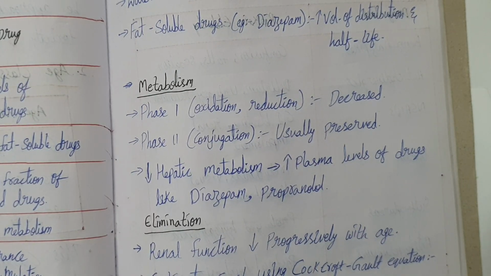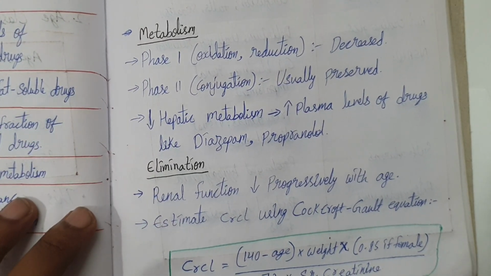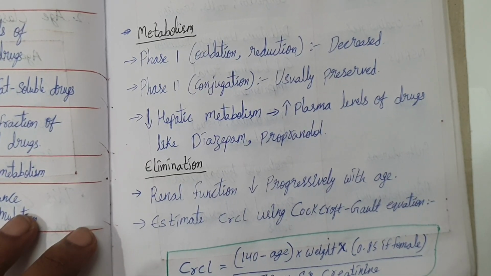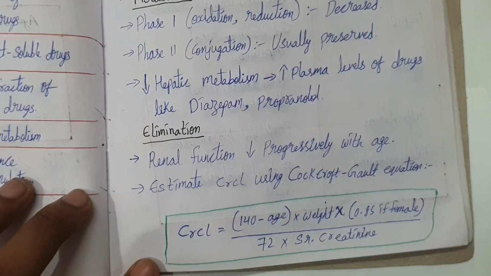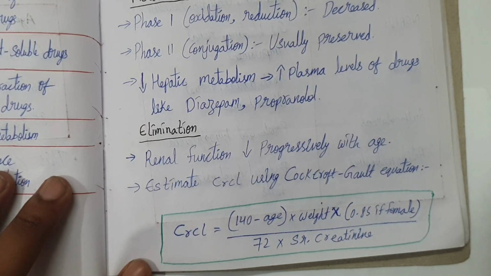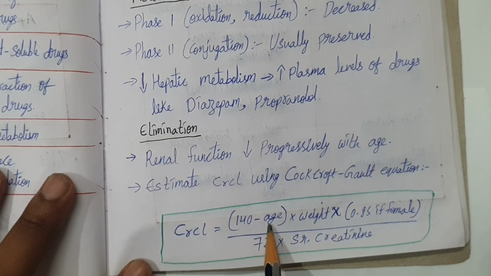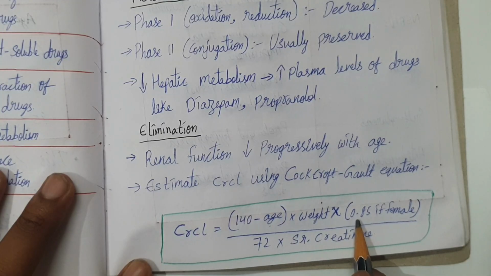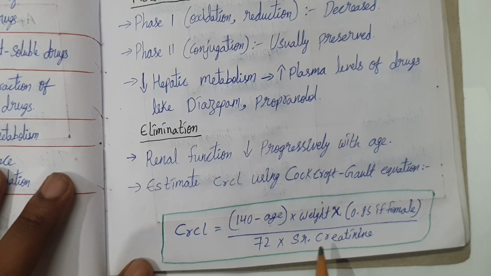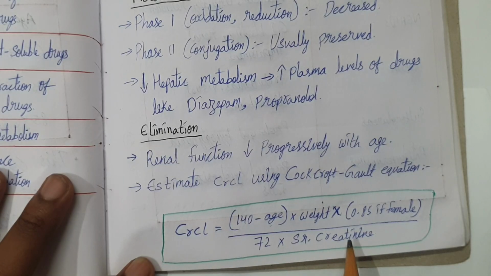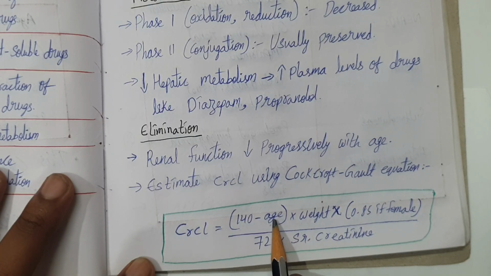Then we have elimination. Renal function drops, it decreases. So we use equations to estimate kidney clearance. Here we are using the Cockcroft-Gault equation, which is creatinine clearance equals 140 minus age, into weight. If it is a female patient, then you have to multiply it by 0.85. If not, then just divide by 72 into serum creatinine. Just remember, most of the formulas have serum creatinine in the denominator. You can remember this formula like age and weight, it is a common term. You have to include age into weight. Then serum creatinine, as I said, all the formulas have that in the denominator.